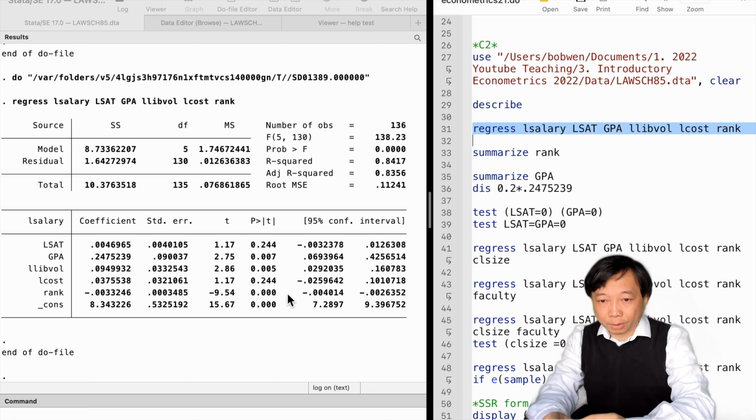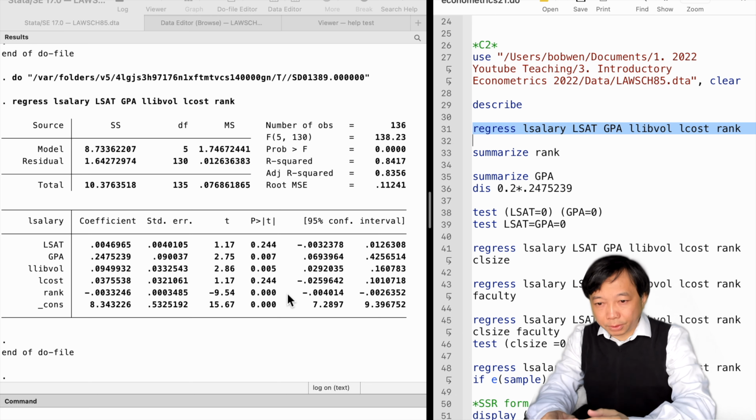The t-statistic for GPA is 2.75 and its p-value is 0.007 against a two-sided alternative. It suggests that we reject the null hypothesis at the 1% level, and we can conclude that GPA has a significant effect on salary.